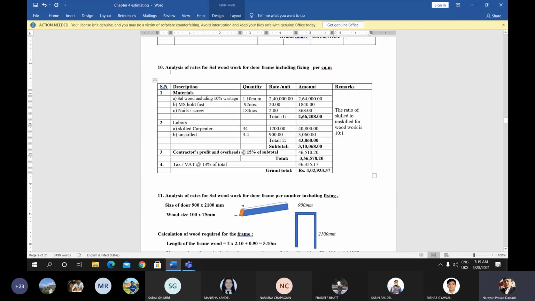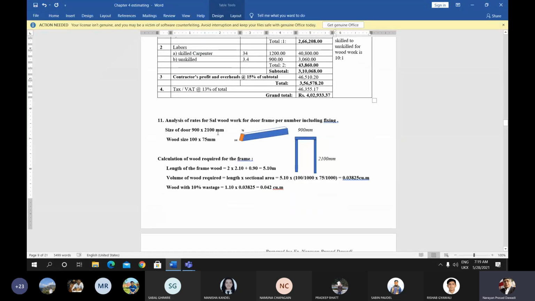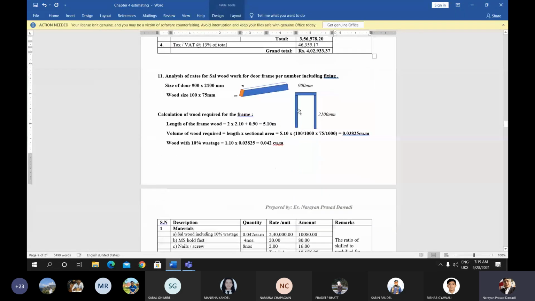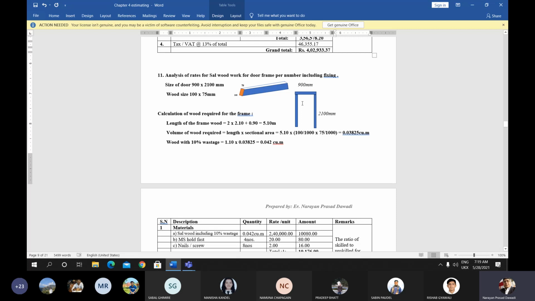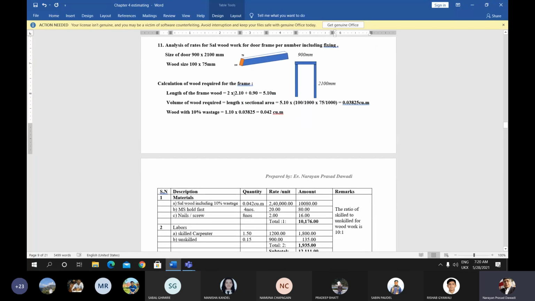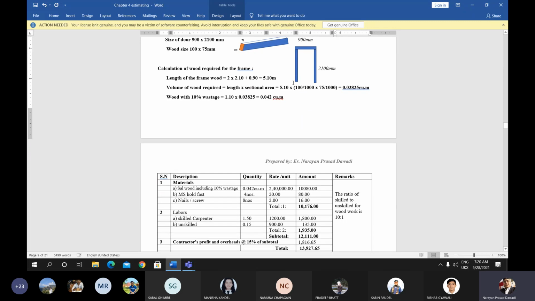In the previous heading, the total quantity of wood is given on a cubic meter basis, but here the size is given and the rate is fixed per number. For a single number of the frame, what will be the total amount of manpower required? Now, calculation of wood required for the frame. How can you calculate the wood?